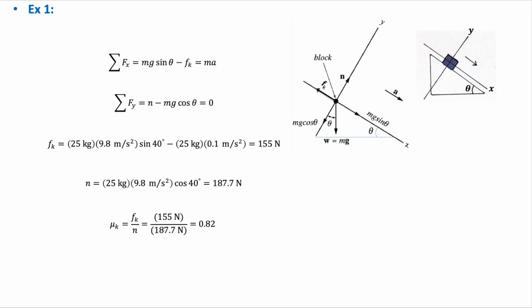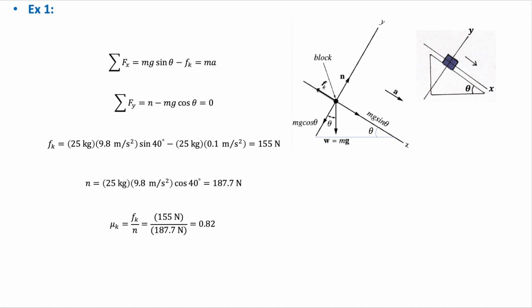So let's consider this example. Suppose that a 25 kilogram block is released from rest at the top of an inclined rough surface. So rough means that there is friction, okay? And suppose that it accelerates downward in this direction at a rate of 0.1 meter per second squared.